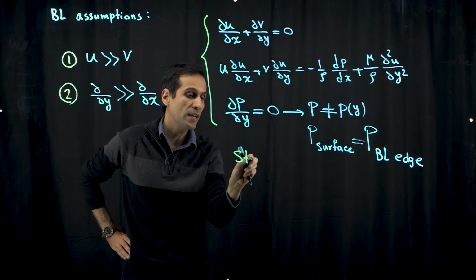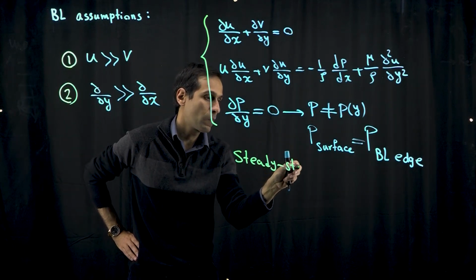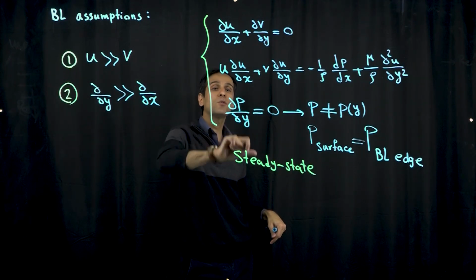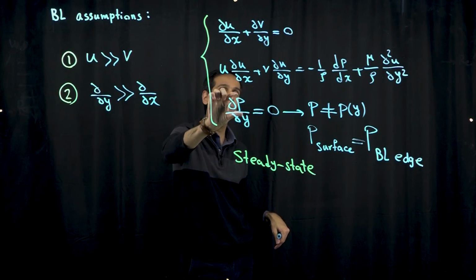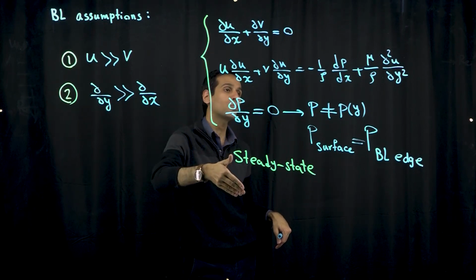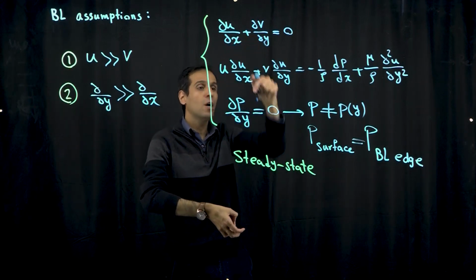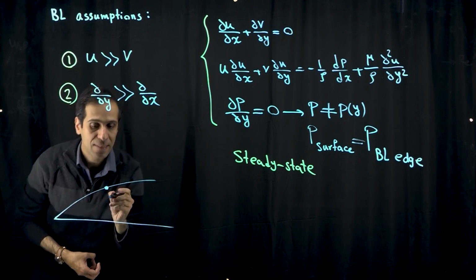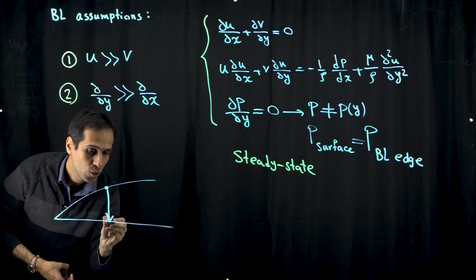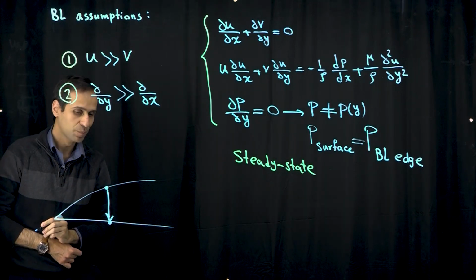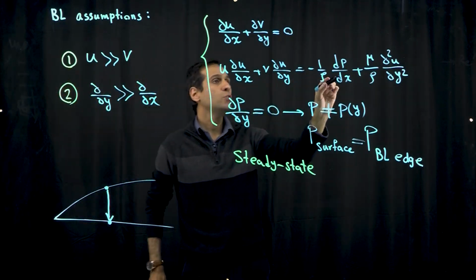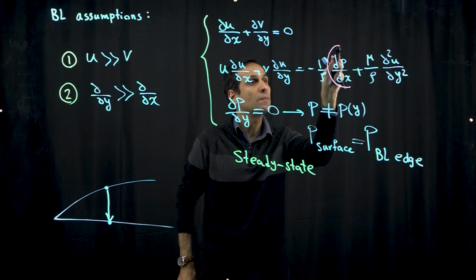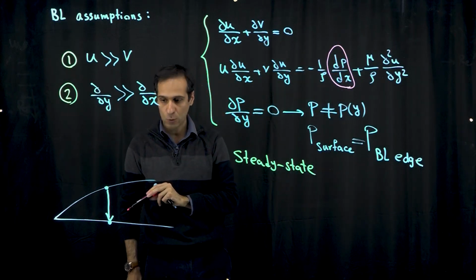First of all, all these equations are written for a steady state. The point is this: the y momentum equation is reduced to the fact that the pressure doesn't change in the vertical direction. Therefore, I can find the pressure at the boundary layer edge and then directly transfer it to this point on the surface. Also, pressure changes just in the x direction, so this term is the only unknown for the pressure in these equations.